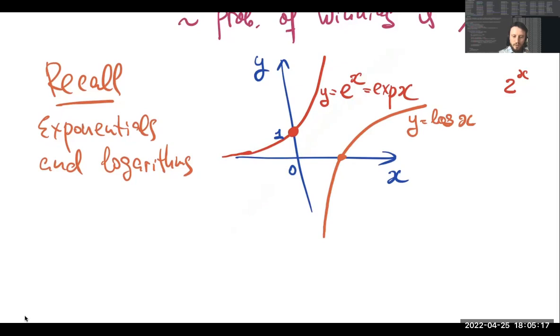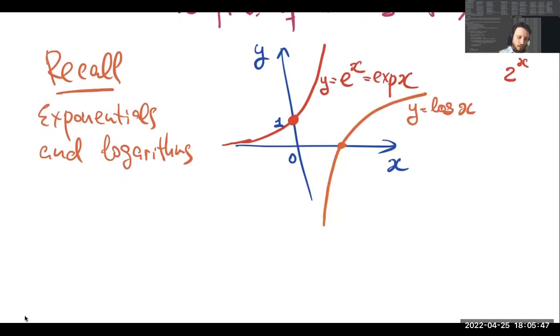So the exponential function takes values from 0 to plus infinity. And it means that the inverse function is defined only on this half line. And on the other hand, the values of logarithm are from negative infinity to plus infinity.